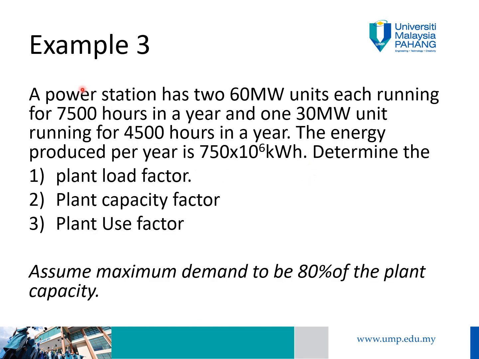Now look at example number 3. A power station has two 60 megawatt units, each running for 7,500 hours in a year, and one unit of 30 megawatt power plant running for 5,500 hours in a year. The energy produced per year is 750 times 10 to the power of 6 kilowatt hour. Determine the plant load factor, calculate plant capacity factor, and calculate the plant use factor. Assume the maximum demand to be 80% of the plant capacity.